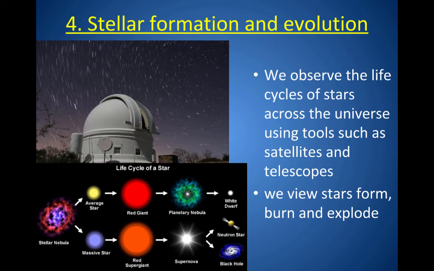average stars. We can see our sun is a kind of midlife star. It's a mid-sized star. We see red giants, which are stars that are on their way out. We observe supernovas and black holes, which are stars dying. We see the stellar nebulas, and we see the protostars. We can't observe an individual star go through those stages because the timeline is so long. We see stars in those different stages, and from that we can deduce how a star is born, lives, and eventually dies.